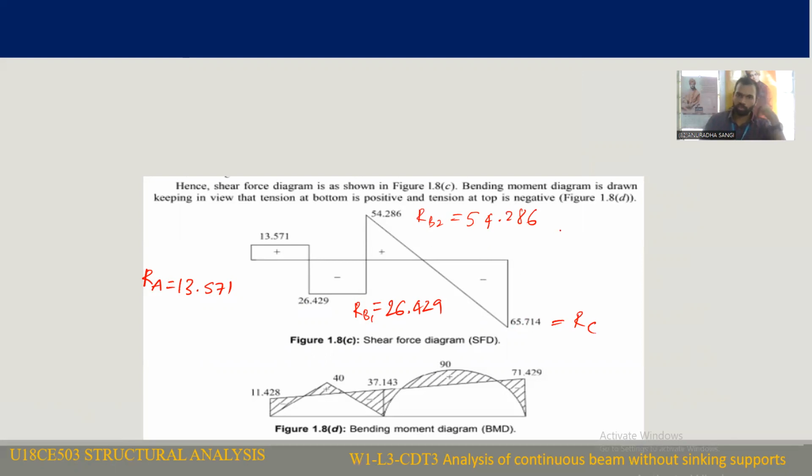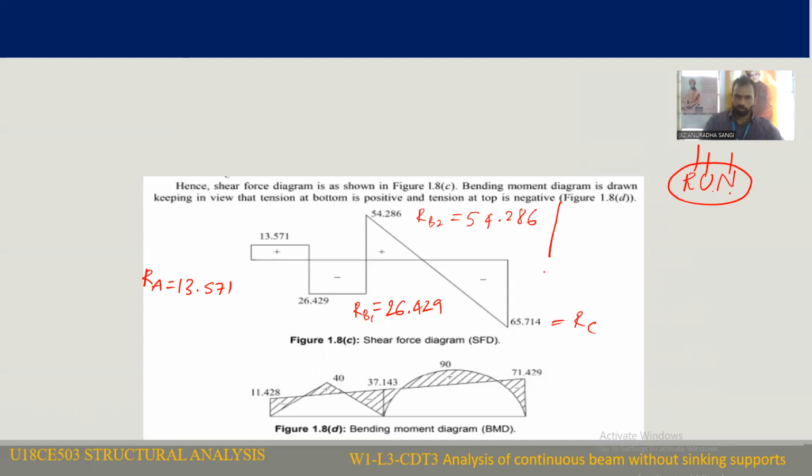So first you have to understand the concept of how to draw the shear force diagram. The shear force diagram can be drawn from this condition, so this is the condition you need to remember. The condition is: for drawing shear force diagrams, right side upward force is considered to be negative. Right side upward force is considered to be negative.